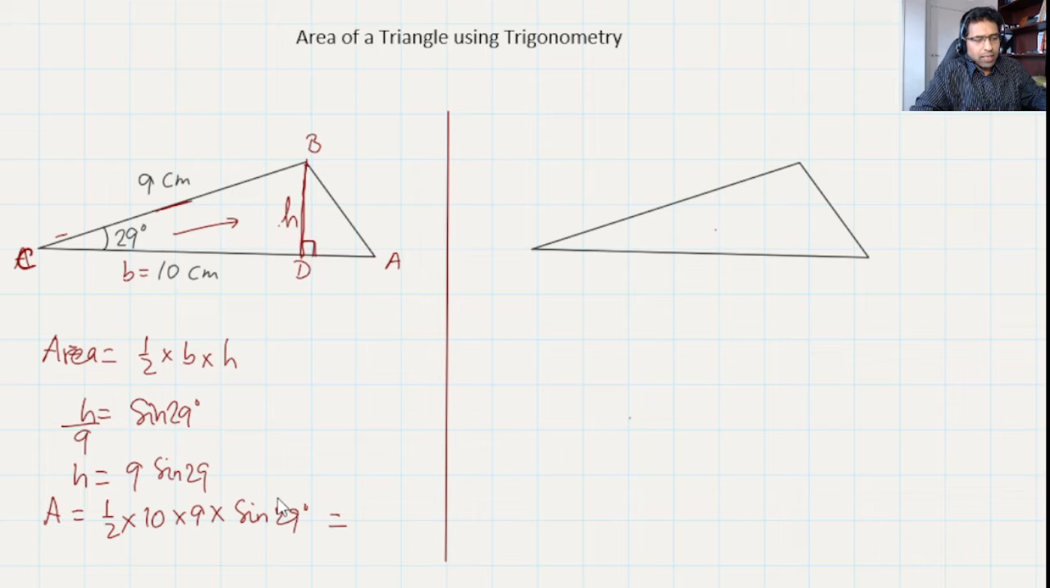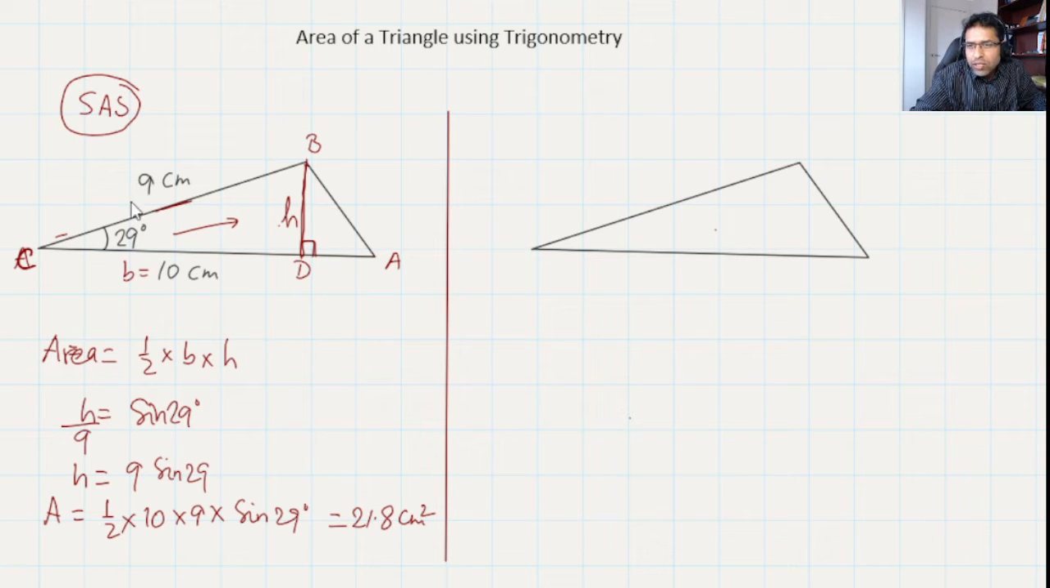So if you put it in the calculator, what I have here is 21.8 centimeters squared. So it means you can find the area of a triangle where two sides are given and the angle between these sides is given. So it is kind of a side-angle-side system. So the system is side-angle-side.